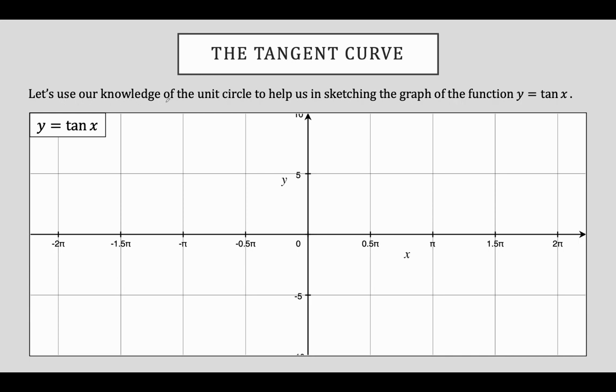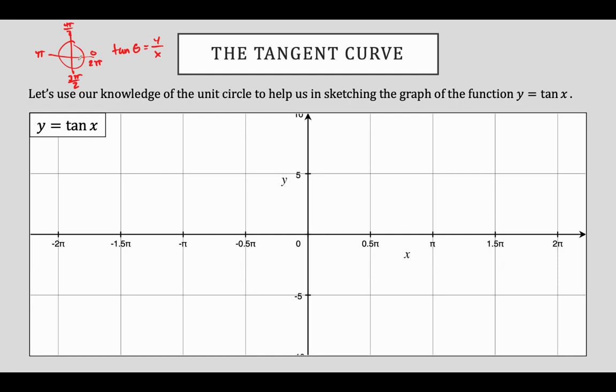Let's use our knowledge of the unit circle to help us in sketching the graph of the function y equals the tangent of x. Now remember, if we had our unit circle here, starting at 0, up top we have pi divided by 2. Over here on the left, we have pi, 3 pi over 2, and one complete revolution would be 2 pi. And if I asked you to evaluate the tangent of an angle theta on the unit circle, you would take the y-coordinate of the corresponding angle and divide by the x-coordinate, right? That's how we evaluate tangent.